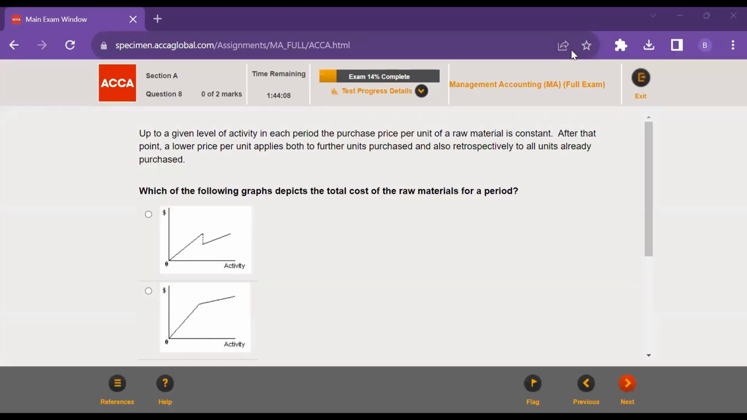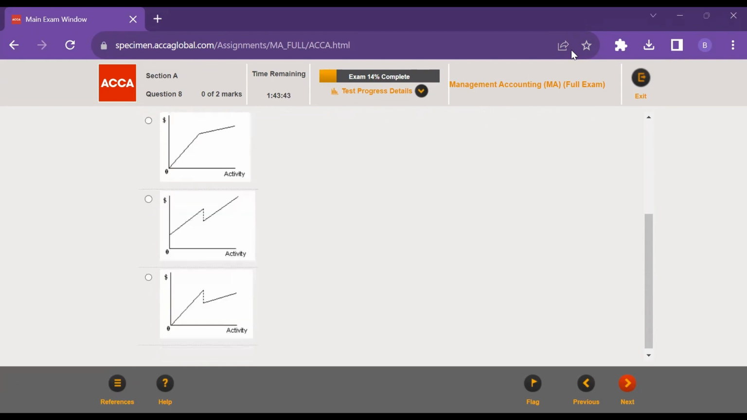It is given that up to a given level of activity in each period, the purchase price per unit of raw material is constant. After that point, a lower price per unit applies both to further units purchased and also retrospectively to all units already purchased. So we have to find which of the following graphs depicts the total cost of the raw materials for a period. So let's have a look at our options.